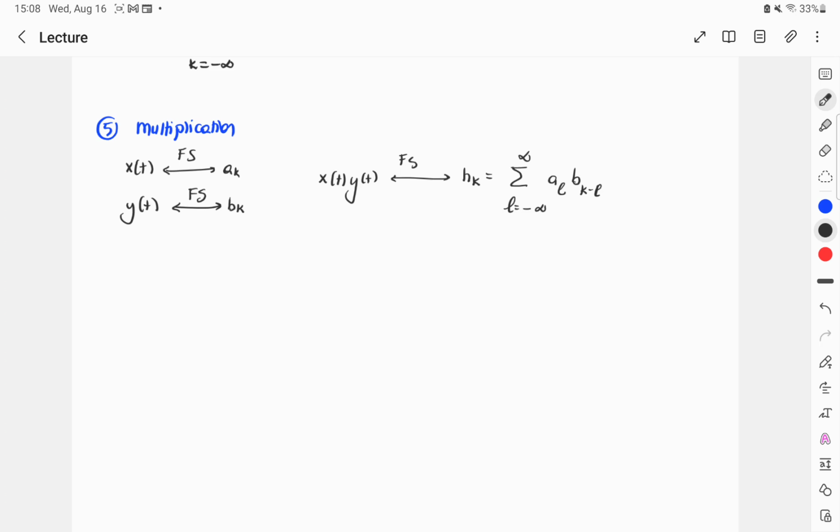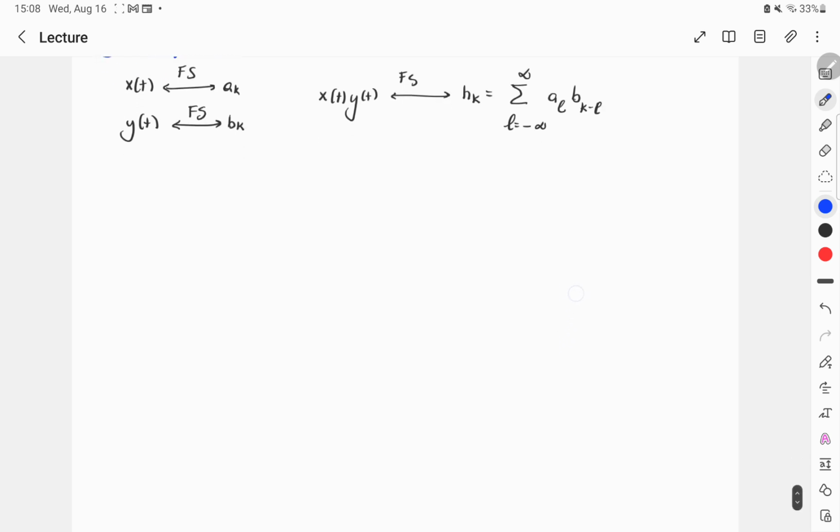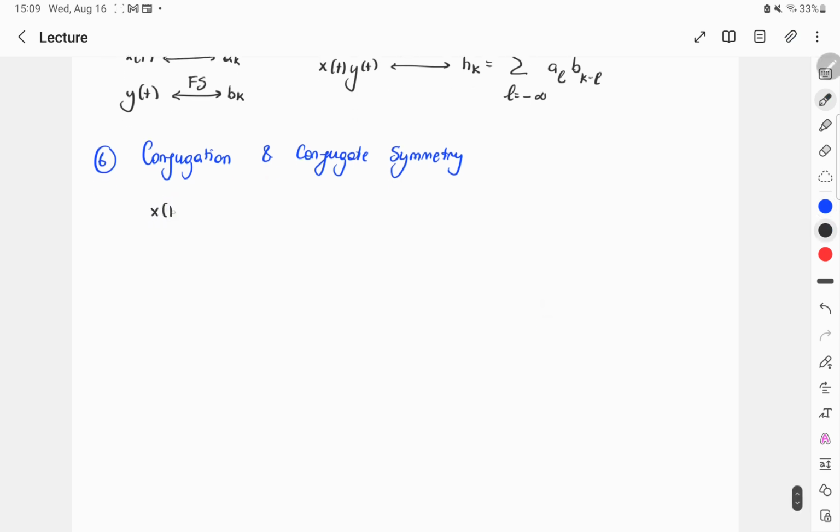And now let us move on to the last property, which is conjugation and conjugate symmetry. Let me write it here. In this property, if x of t has Fourier series coefficients a k, then x of t conjugate has Fourier series coefficients a minus k conjugate. Here, notice we both have the conjugate, and we have the minus k here, the minus subscript, as in time reversal. Okay?